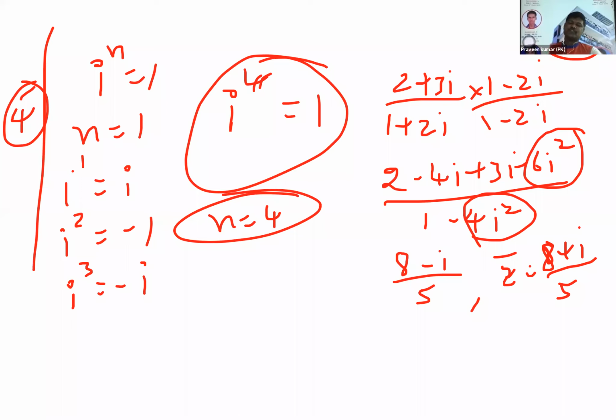So even for the fourth one, once again I'll repeat: i power n is equal to 1 means, in place of n substitute 1, i power 1 is i. i square means minus 1. i cube means minus i. i power 4 means 1. Correct now? Very good.